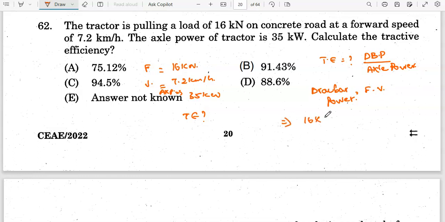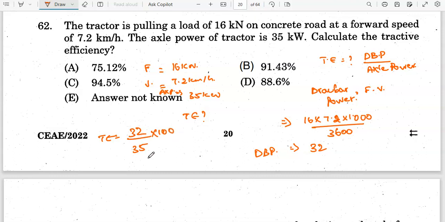So 16 into 7.2 into 1000 divided by 3600 gives 32. Therefore drawbar power is equal to 32 kilowatt. Then the tractive efficiency is equal to drawbar power divided by the axle power. So 32 divided by 35 into 100, which is nothing but 91.43%. So option B is the required answer.